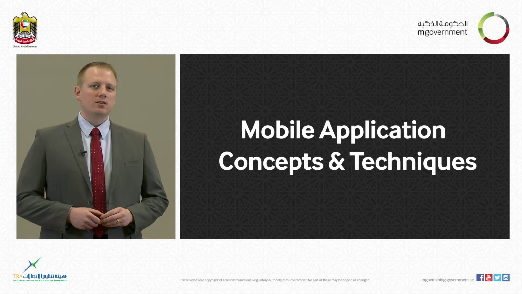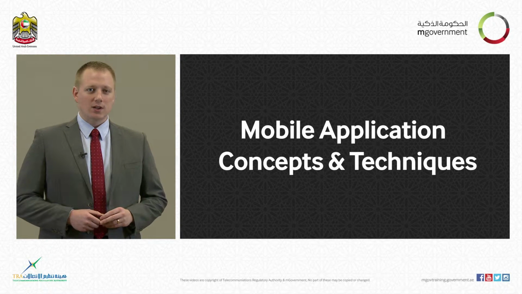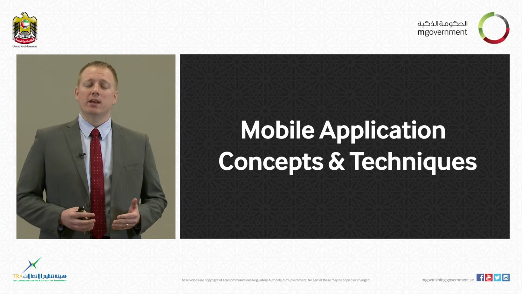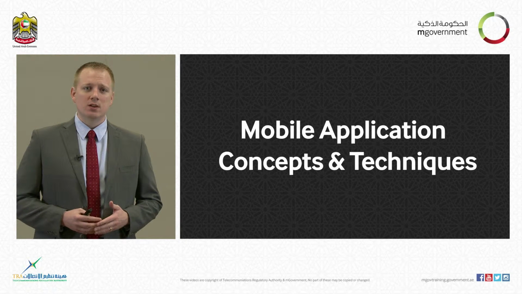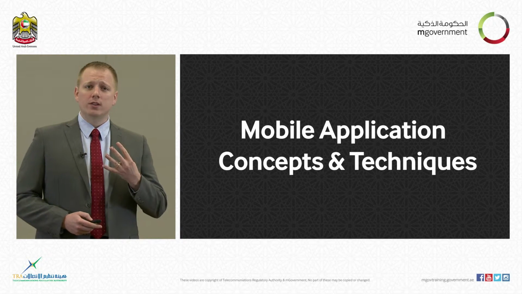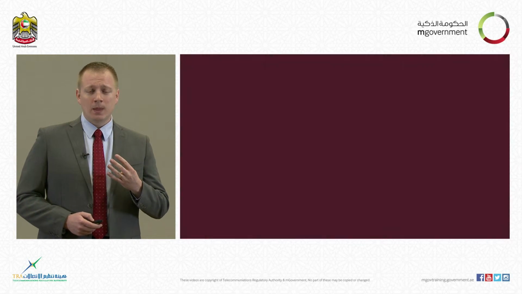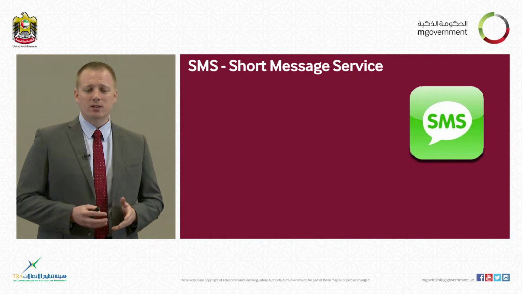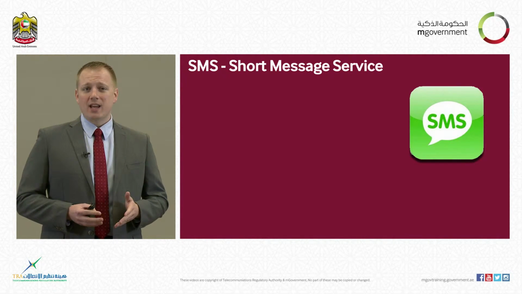So when we're discussing the development of mobile government services, obviously first we need to understand what exactly are the different applications that are available to mobile devices so that we can deliver these mobile services. And we're going to go over 4 different kinds that are available today. We'll begin with the simplest of them. That's going to be SMS, the short message service, or texting.